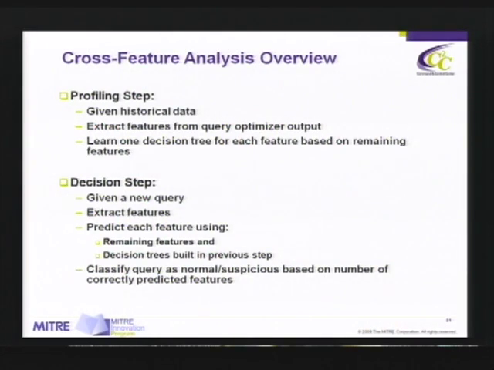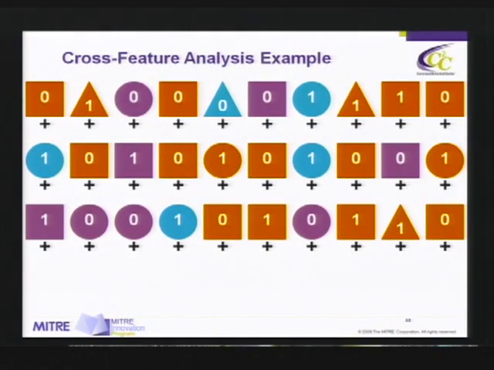Then at decision time, at runtime, when a new query comes in, we extract the features just like we did before, but this time we're going to predict them using all of the remaining features and the decision trees that were built, and then we can classify as normal or suspicious based on how many we were able to get right. So let me walk through some examples of how this works, not using query optimizer output, but something that's a little bit easier on the eyes.